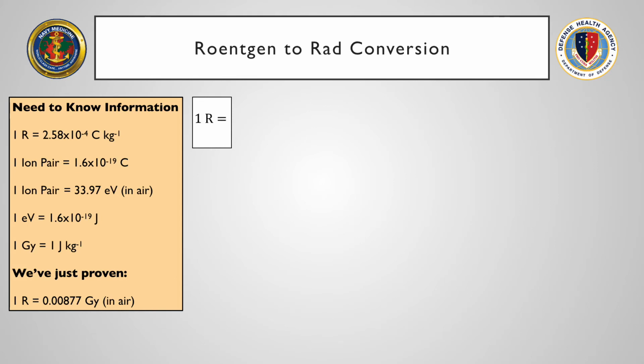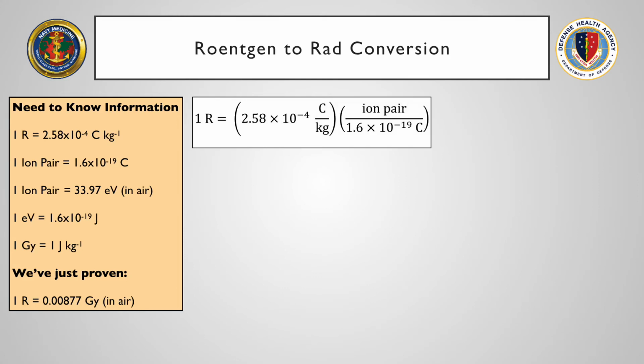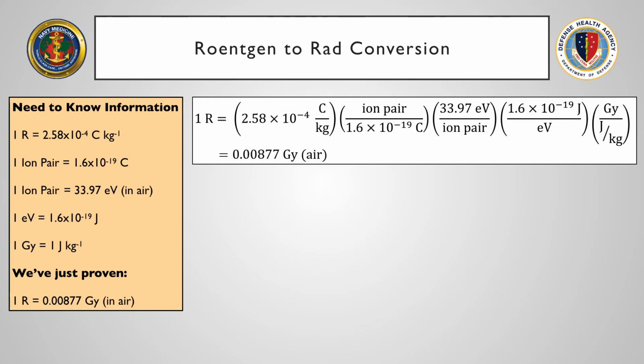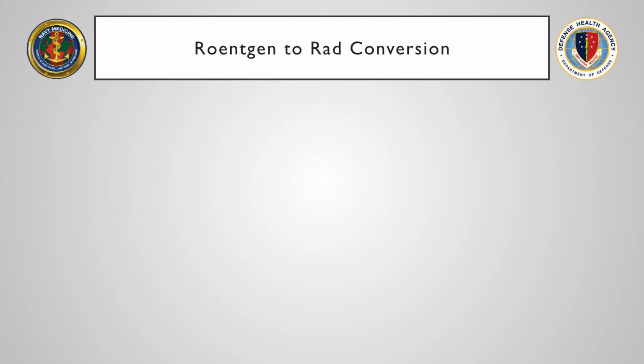So to start off, we have 1 Roentgen equals 2.58 times 10 to the minus 4th coulombs per kilogram. We also know that 1 ion pair equals 1.6 times 10 to the minus 19th coulombs. And in air, 1 ion pair has the ionization potential of 33.97 electron volts. Also, 1 electron volt is equal to 1.6 times 10 to the minus 19th joules, and 1 gray equals 1 joule per kilogram. So, combining all those together and removing our units that have canceled out, we've just proven that 1 Roentgen equals 0.00877 gray in air.